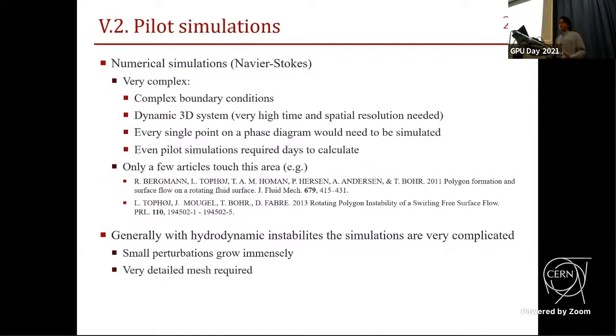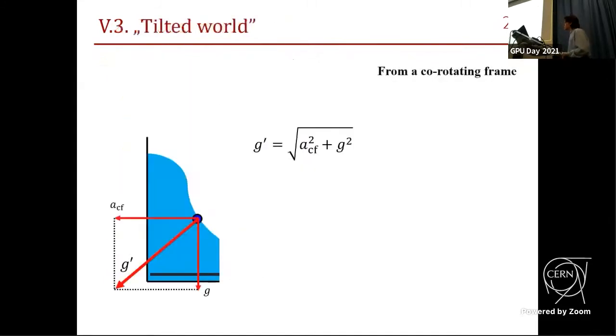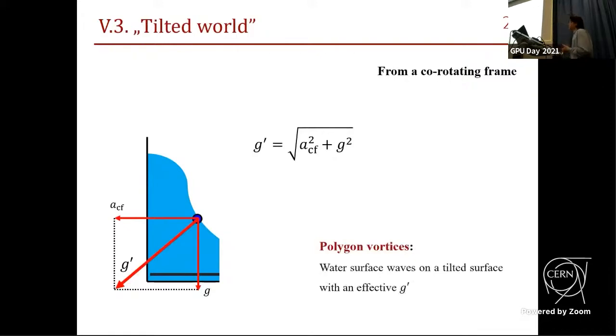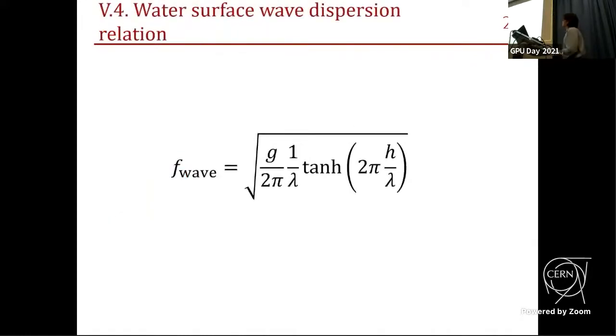And what we said is, what if we sit in this bucket and we are in a co-rotating frame. What we experience is a gravitational acceleration and a centrifugal one. And from these two accelerations, we can get a new effective g prime. And what if these polygon vortices are none other than water surface waves on a tilted surface with this effective acceleration? Now, to prove this, what we need to do is take the water surface wave dispersion relation.